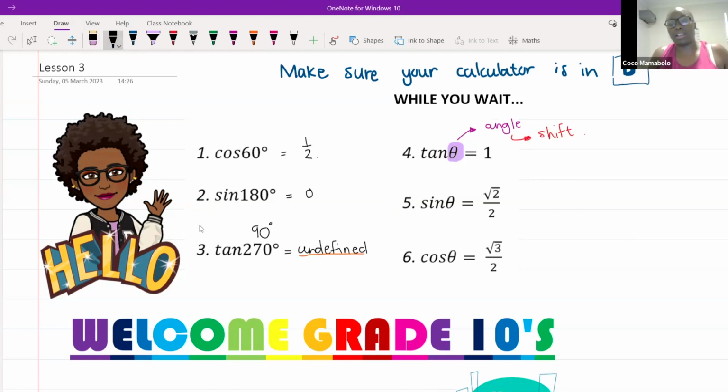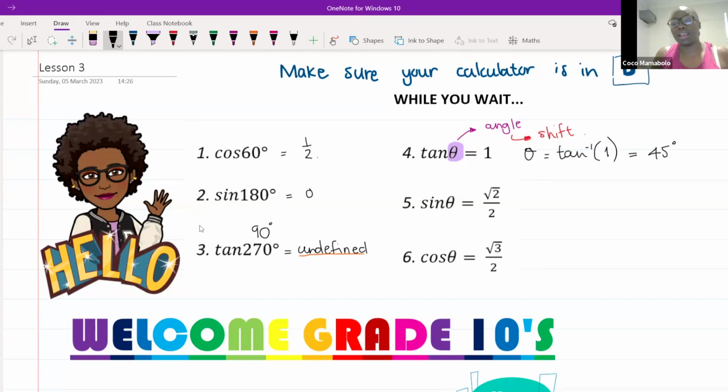All right, let's look at this one over here. We know tan theta is equal to 1. They've given us the ratio. They want the angle. So we must click shift, so arctan of 1 is equal to 45 degrees. Okay, don't forget the degrees, guys.